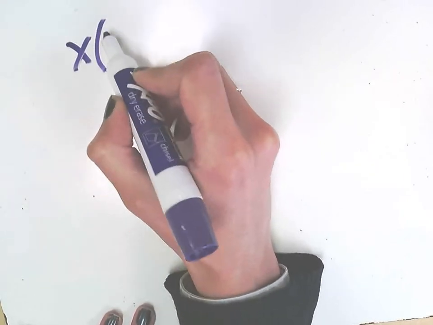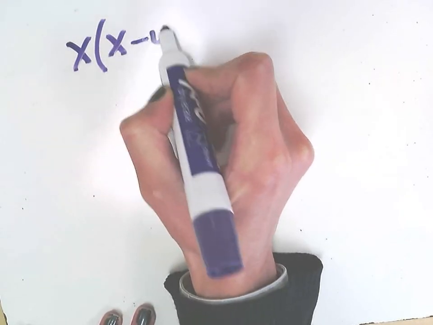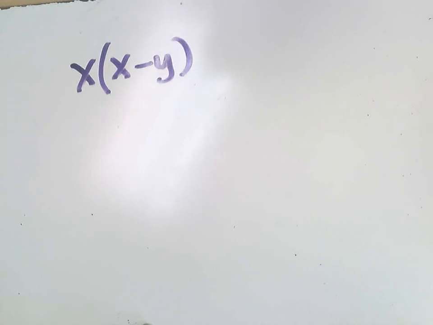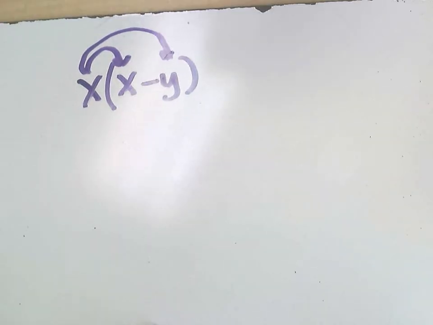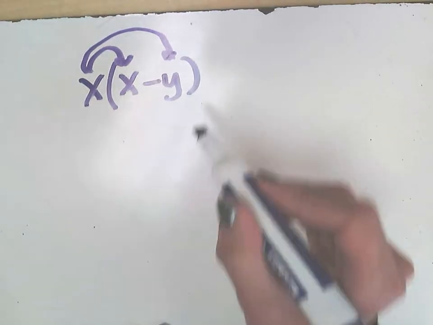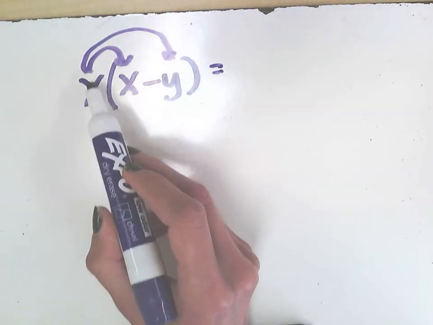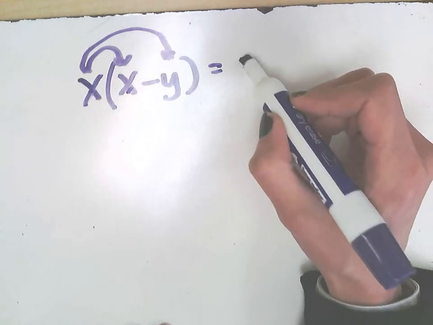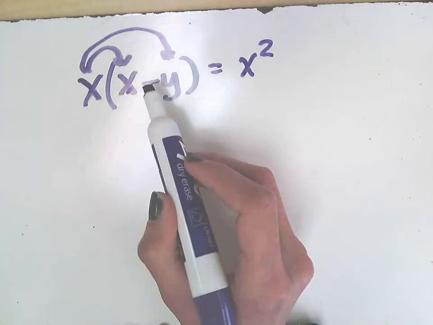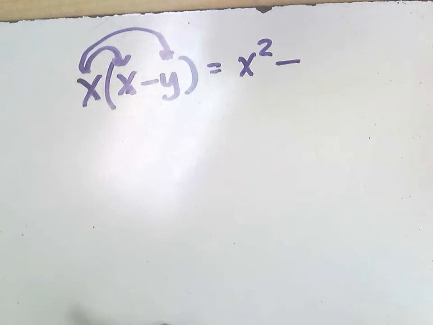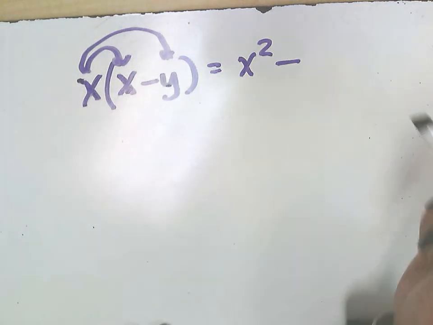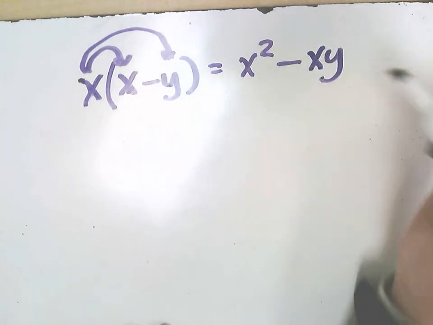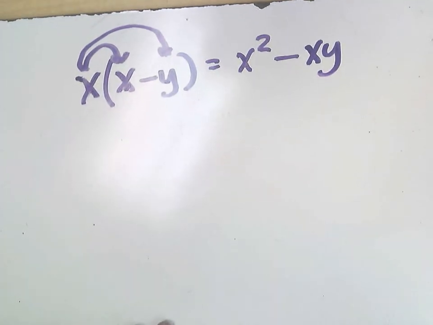So for example, if we had x times x minus y, what would you do? You'd be distributing this x, so we're going to multiply each term inside the parentheses by x. That would give us x times x, or just x squared here, minus, make sure you have the minus sign, x times y. And x times y is just xy. There's nothing more we can do there.